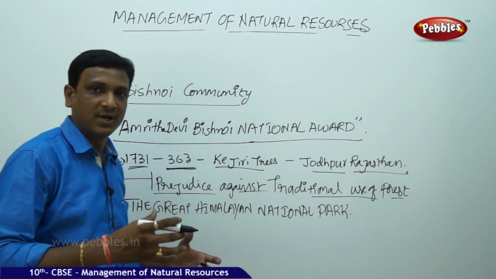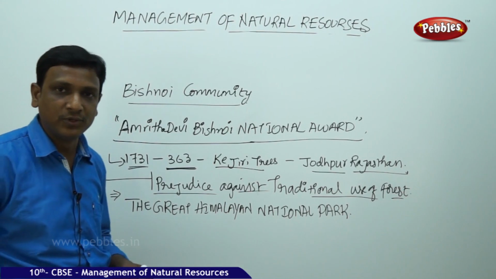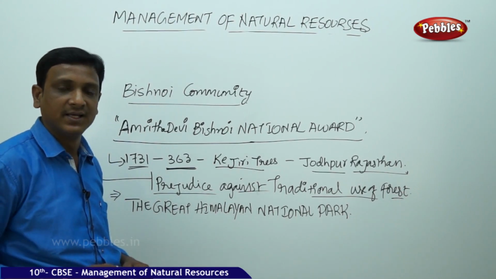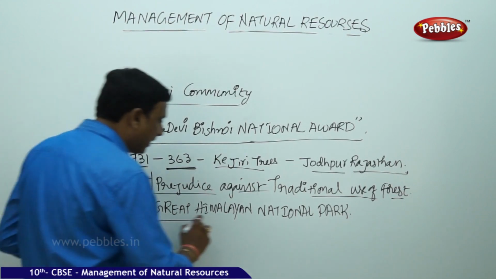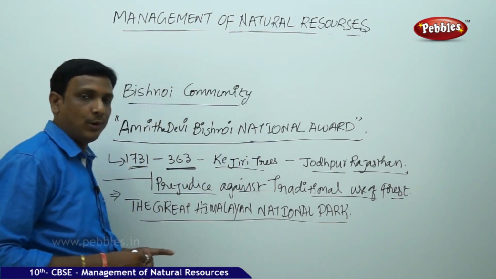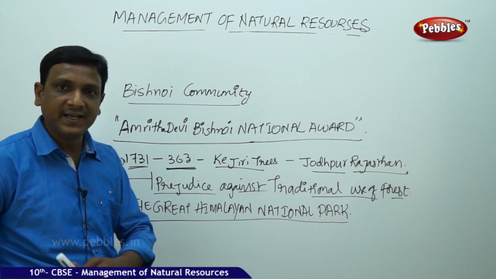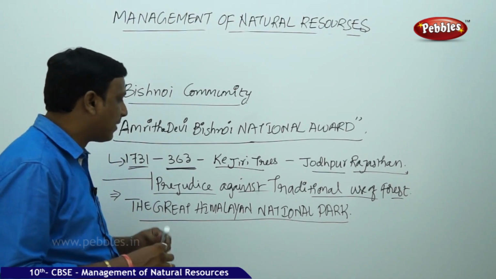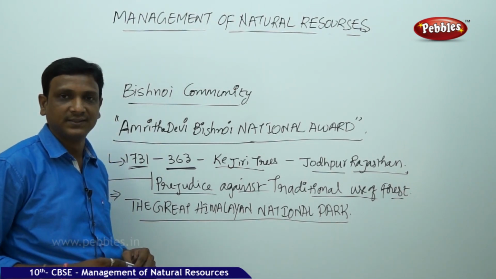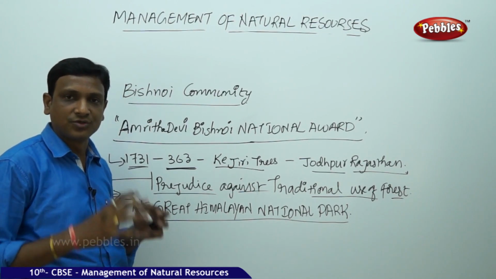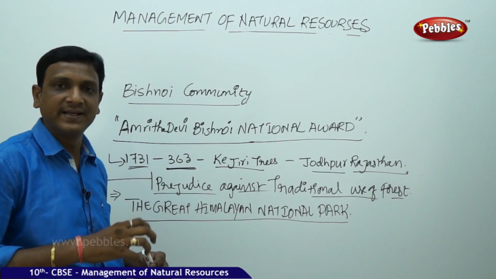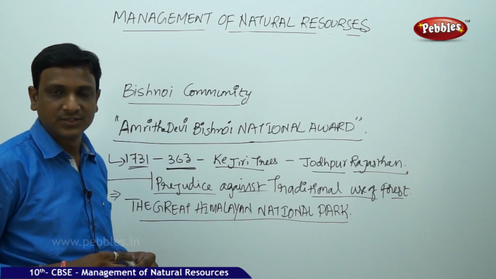One more instance we can see here, the prejudice against the traditional use of forest. Traditionally, there are some traditions in which the people take their cattle to the forest to graze the grass. So here in the Great Himalayan National Park, the local people used to carry their cattle to this Great Himalayan National Park to eat the grass. So the government stopped allowing these people to bring their cattle for grazing. So what happened then?